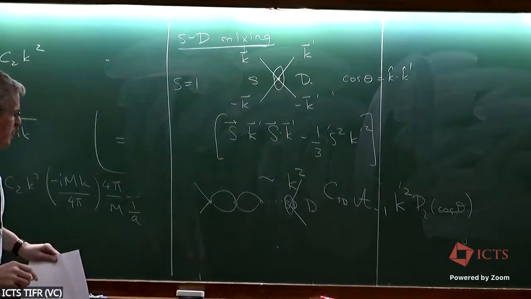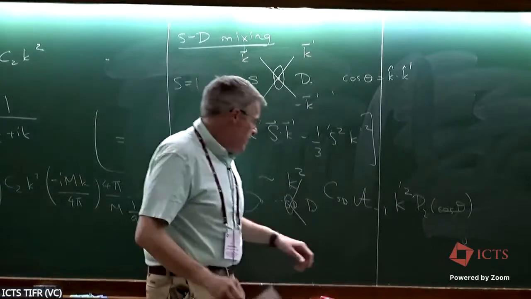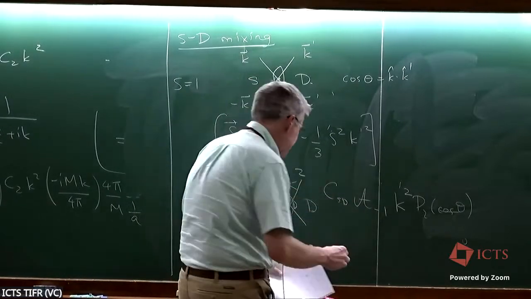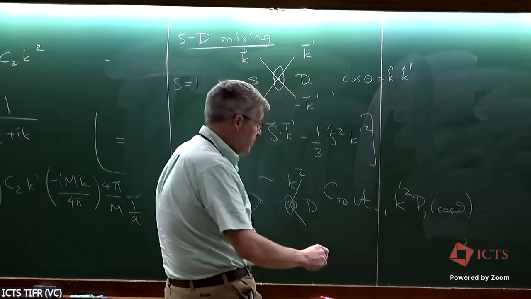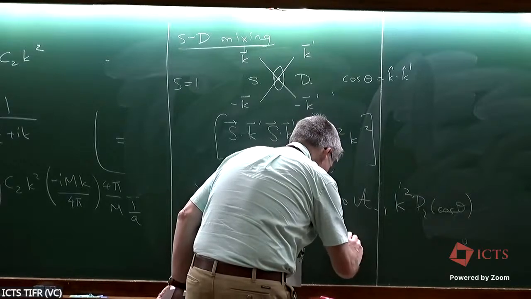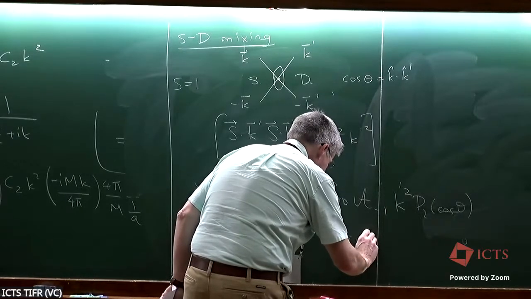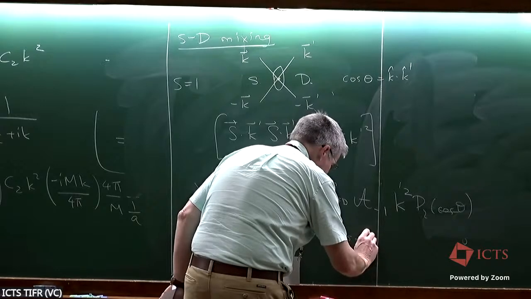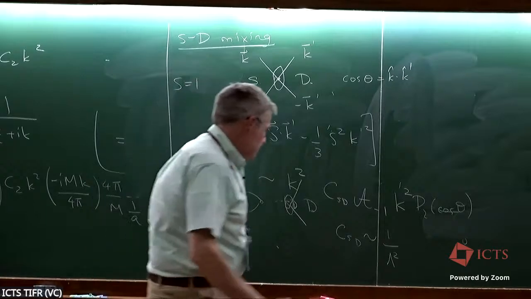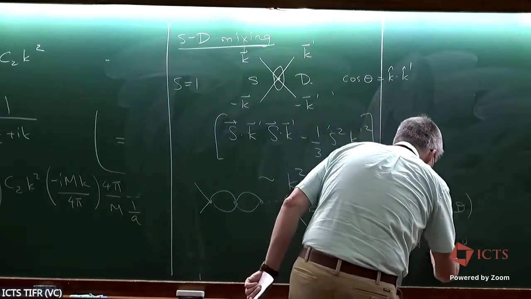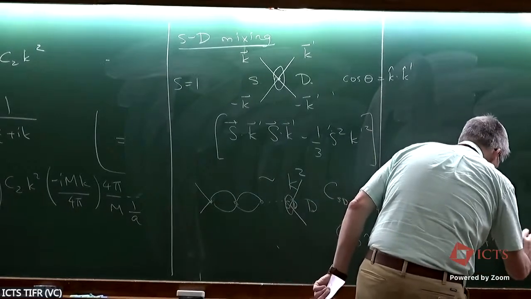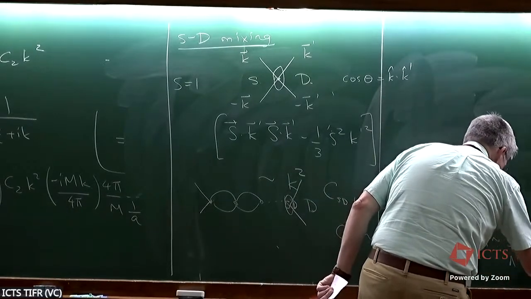On dimensional grounds, if this is going to have the same dimension as A minus 1, then CSD has to carry 2 inverse powers of some momentum scale. We'll assume that that's natural, so CSD scales like 1 over lambda squared. And so we discover that this effect scales like k squared over lambda squared times the leading order effect, A minus 1.